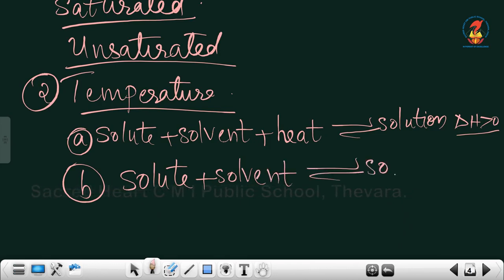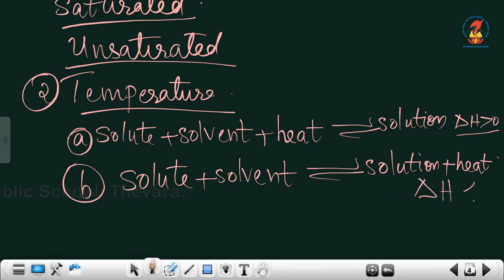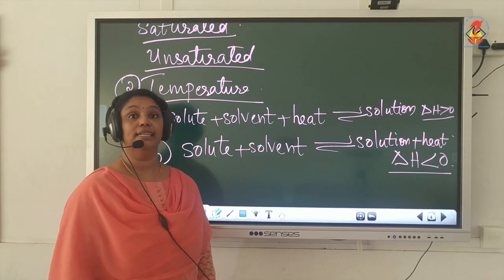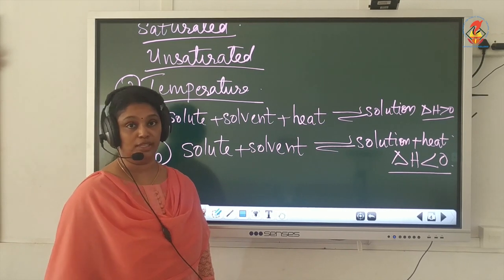In equilibrium, you get solution plus heat is released. So if it is exothermic, we know delta H value will be less than 0. So if it's an exothermic process, I told you the solubility of solid in liquid decreases with increase in temperature.